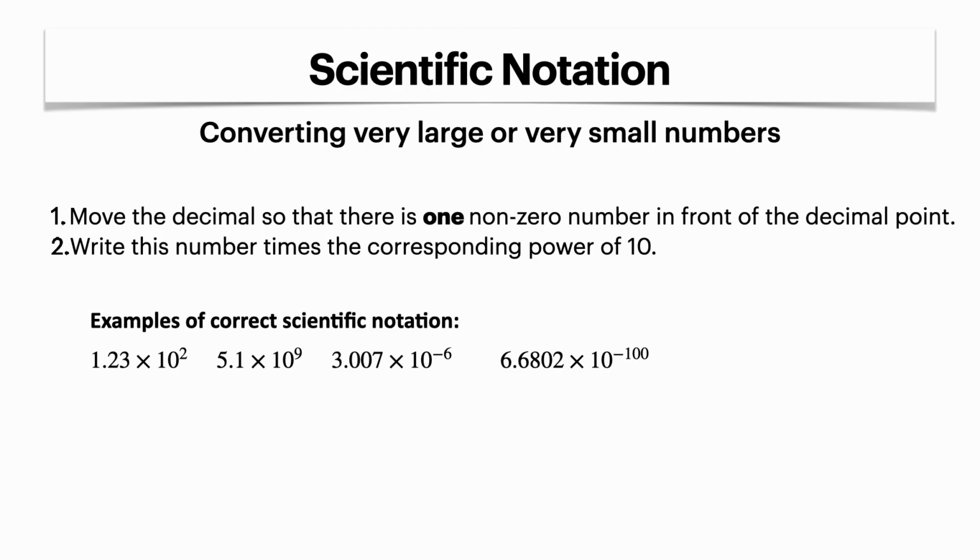Move the decimal so that there is one non-zero number in front of the decimal point. Write this number times the corresponding power of 10. Examples of correct scientific notation: 1.23 times 10 to the second, 5.1 times 10 to the ninth, 3.007 times 10 to the negative 6, 6.6802 times 10 to the negative 100. These are examples of what scientific notation looks like.